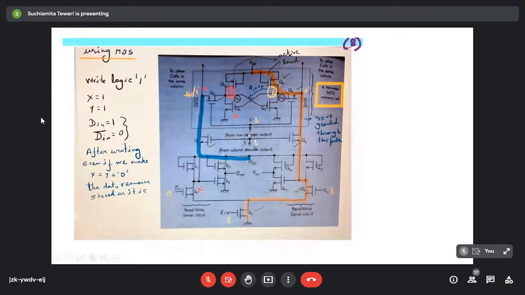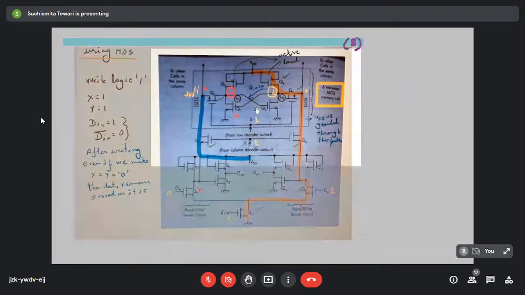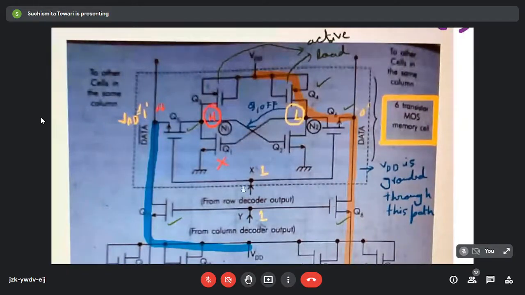Now before that, let us see this circuit a bit in detail. This entire thing here is the basic memory cell, which consists of 1, 2, 3, 4, 5, 6 NMOS transistors. So that is why it is termed as a 6 transistor MOS memory cell. 6 transistors are used.